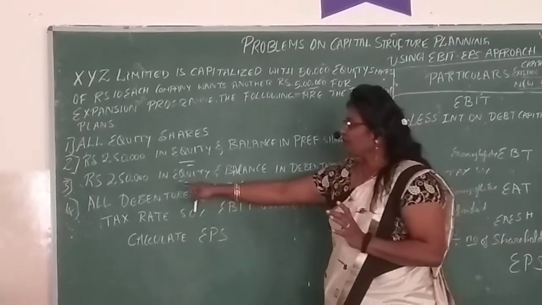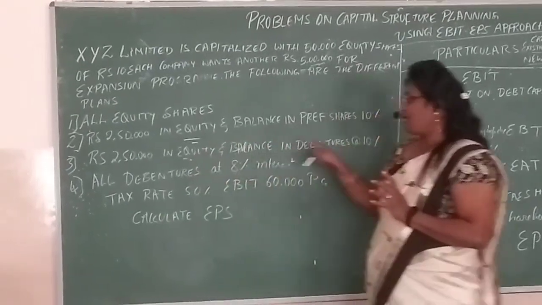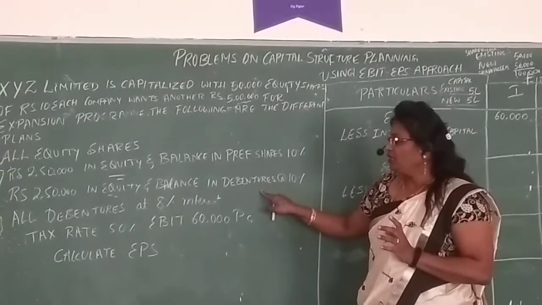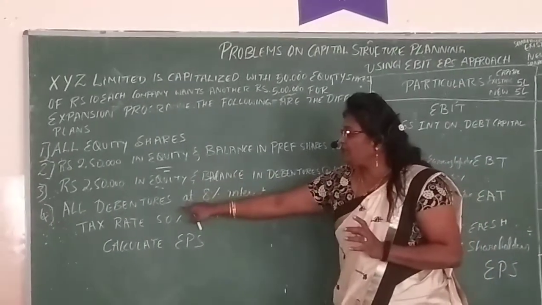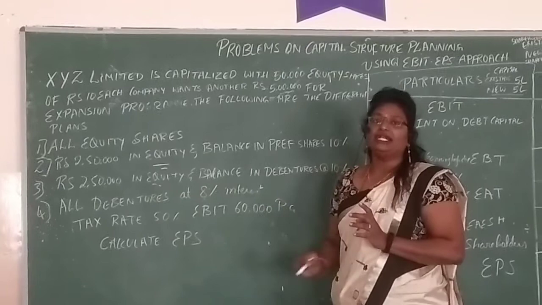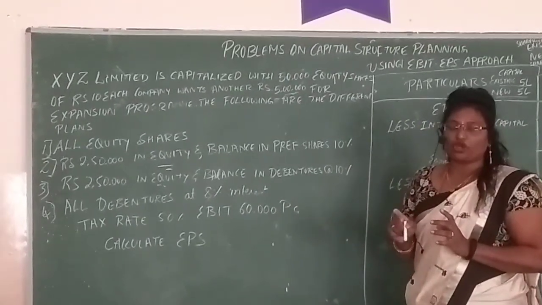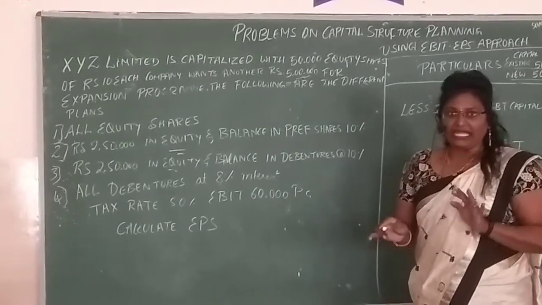So here, again we have equity and the balance in debentures, so here we have a debt capital. Okay, and again all debentures, here also we have debt capital. So in plan 1 and plan 2, we do not have debt capital, so no need of paying interest.